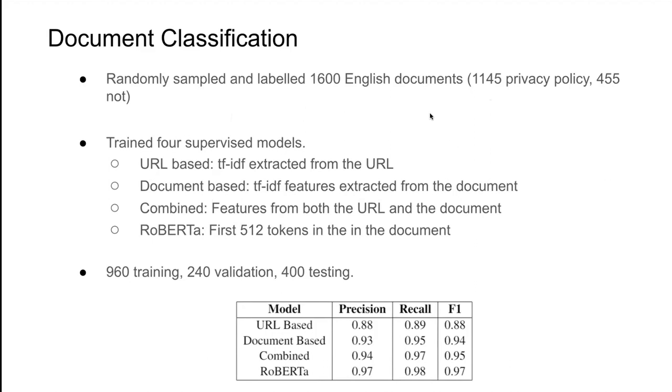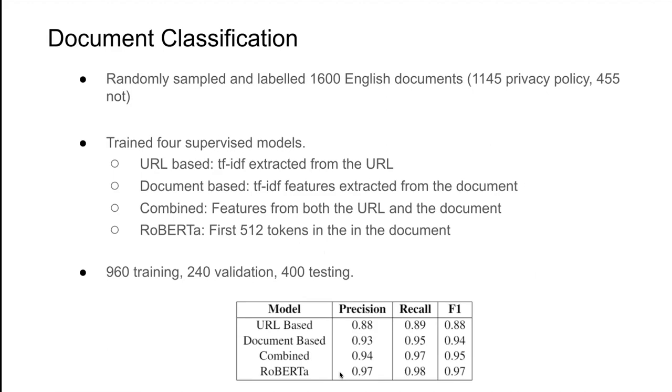And we trained 4 supervised models to make this classification. One was URL based, where we applied TF-IDF extracted features on the URL. The other one was document based, again TF-IDF features based on the text within the document. The third was a combined model where features from both the URL-based model and document-based model were combined together. And finally, we used RoBERTa, and we used the first 512 tokens within the document.